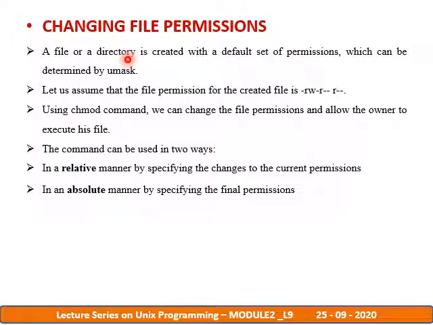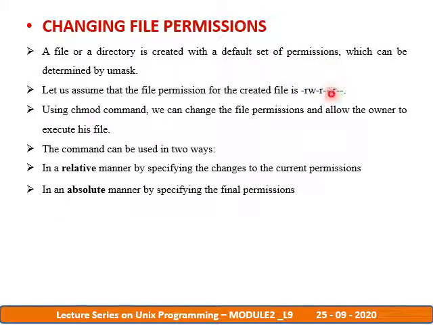Before going into that command, how exactly is a file or directory created with a default set of permissions? What the default permissions are is determined by umask. Let us assume that the file permission for the created file is this: an ordinary file, with read and write permission for the user, and only read permission for group and others. I want to change these permissions.